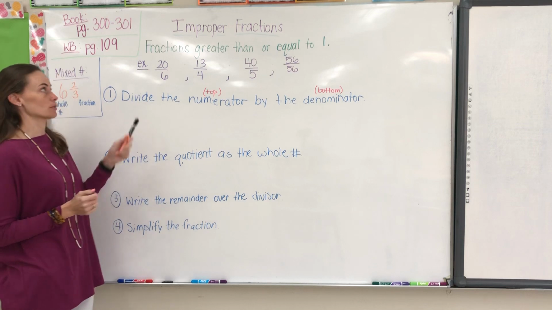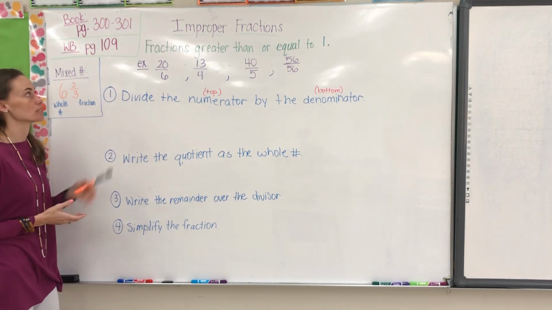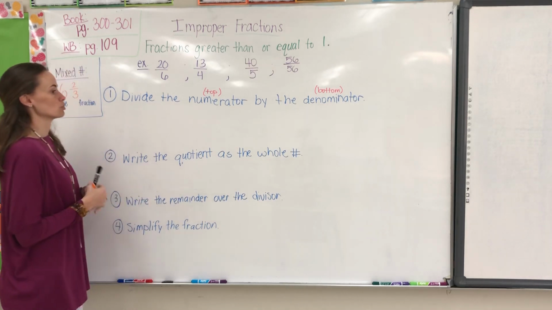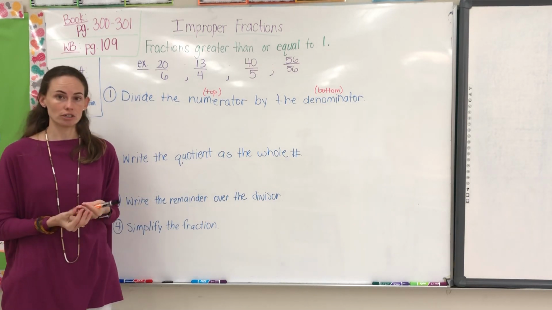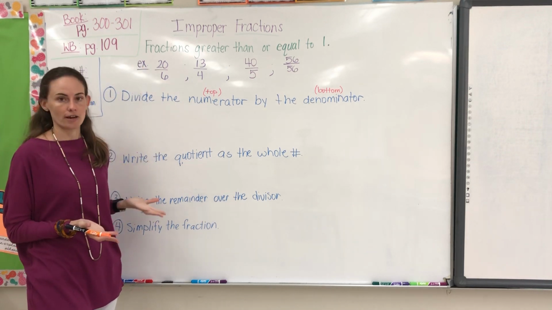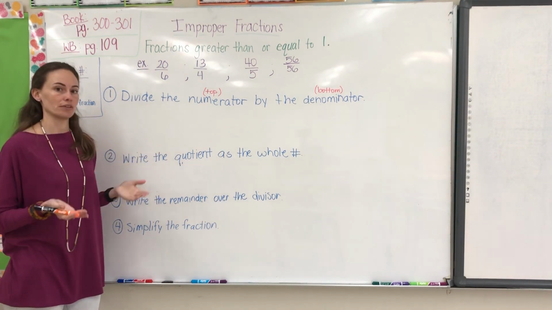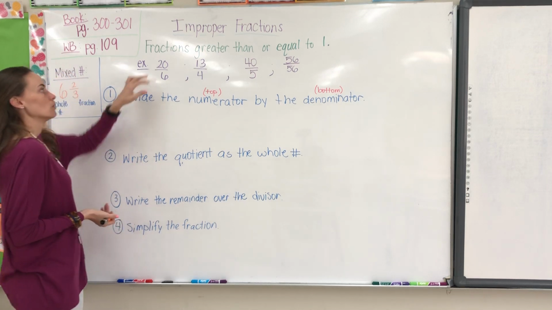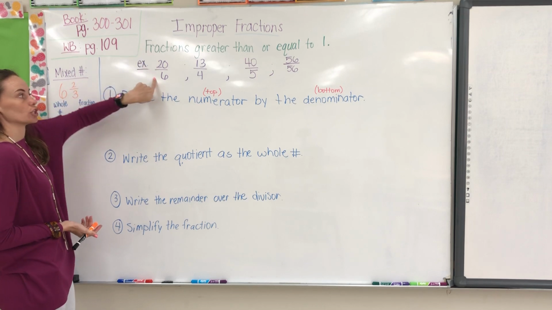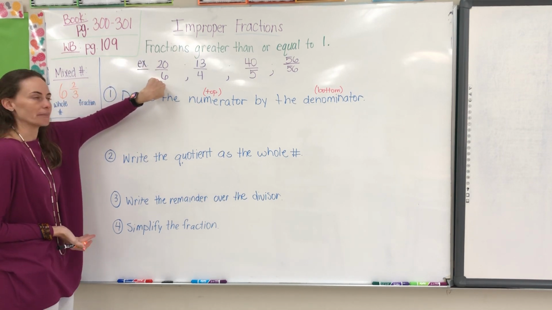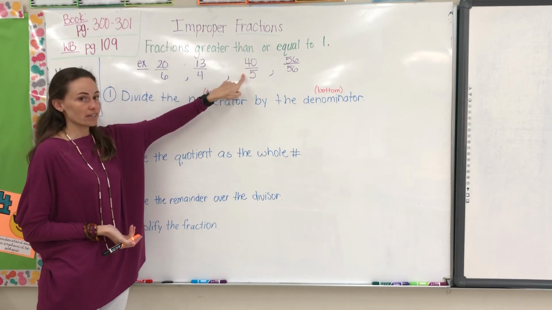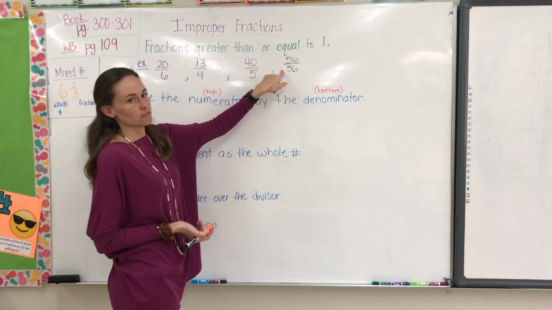Okay, so today we're doing improper fractions, which is fractions that are greater than or equal to 1. So usually, remember, fractions are part of a whole, right? But these are improper or incorrect fractions because they are larger than the whole. How do we know that? Well, if we look at our examples, 20/6, right? The numerator is greater than the denominator. 13/4, also improper, 40/5, and 56/56.